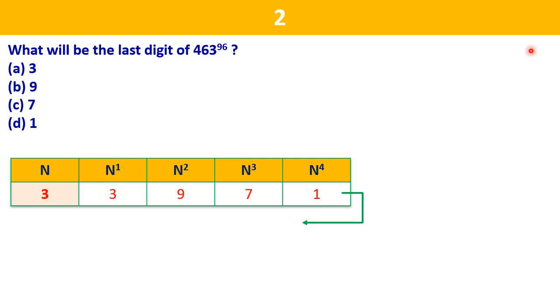So we can write it as 463 to the power of 96 equal to 3 to the power of 4k. The unit digit is 3 and the power is 96, which is a multiple of 4. It means the cycle will stop at the 4th power. So what will appear in the unit place is 1. So the answer for this question is option D.